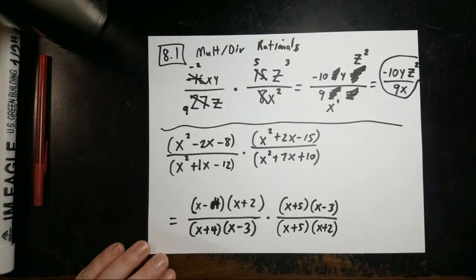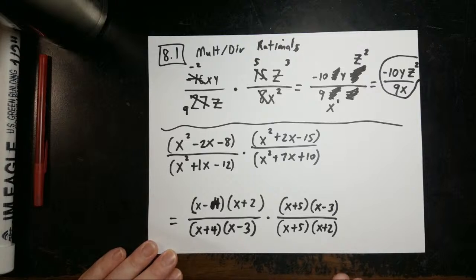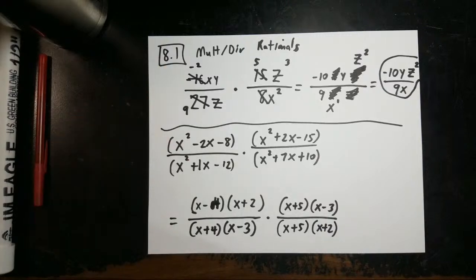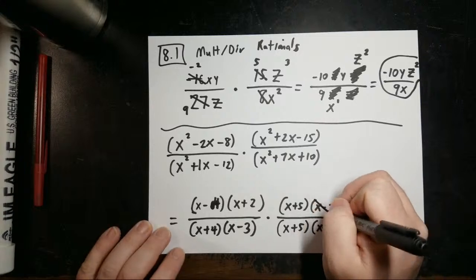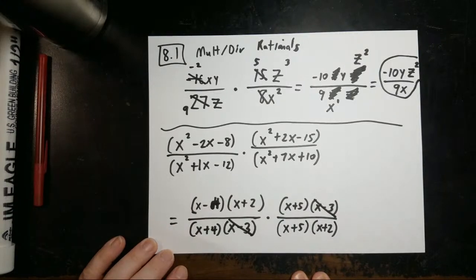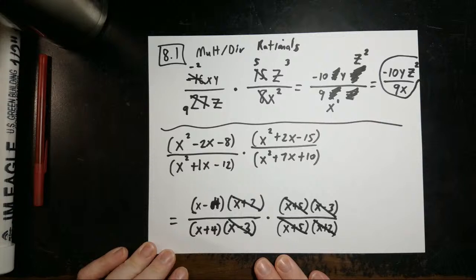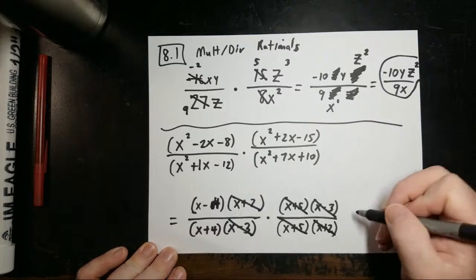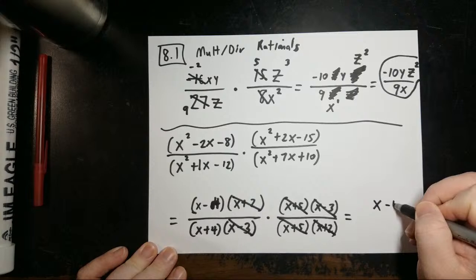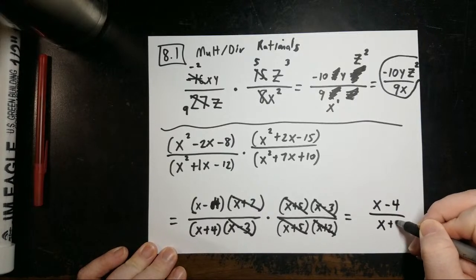Now stuff can start to cancel out. Everything's being separated by multiplication division. In this section, in 8.1, if it was separated by multiplication division, then you could begin canceling like that. So, x minus 3's, they cancel. One on top, one on bottom, 1 for 1. The x plus 2's, they cancel, 1 for 1. The x plus 5's, they cancel, 1 for 1. Leaving you with x minus 4 over x plus 4.